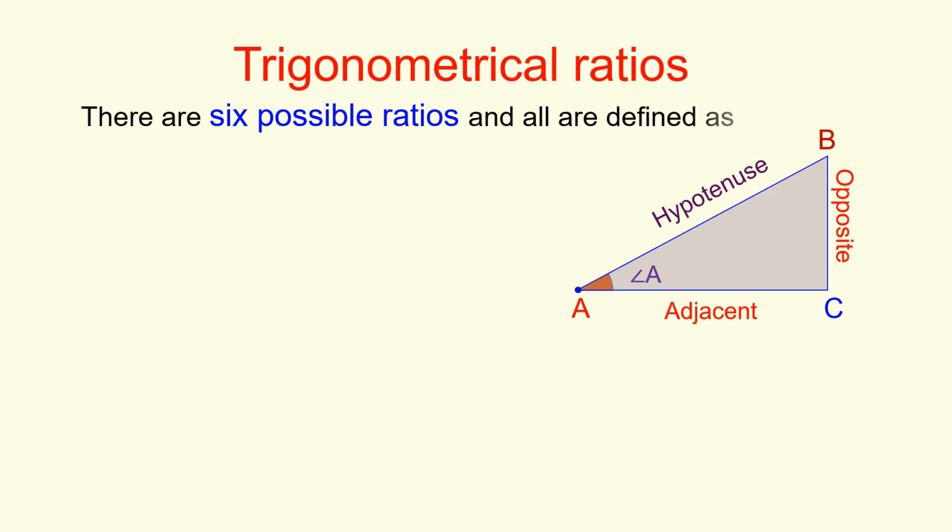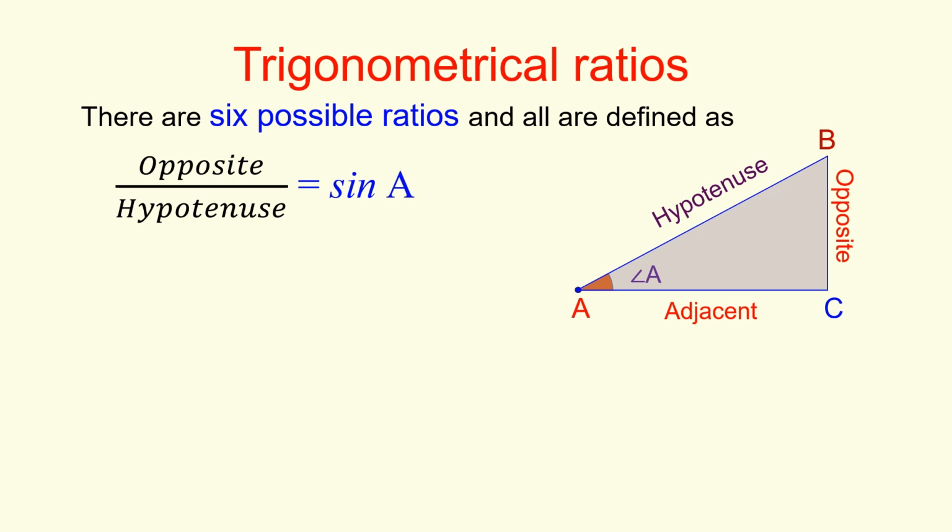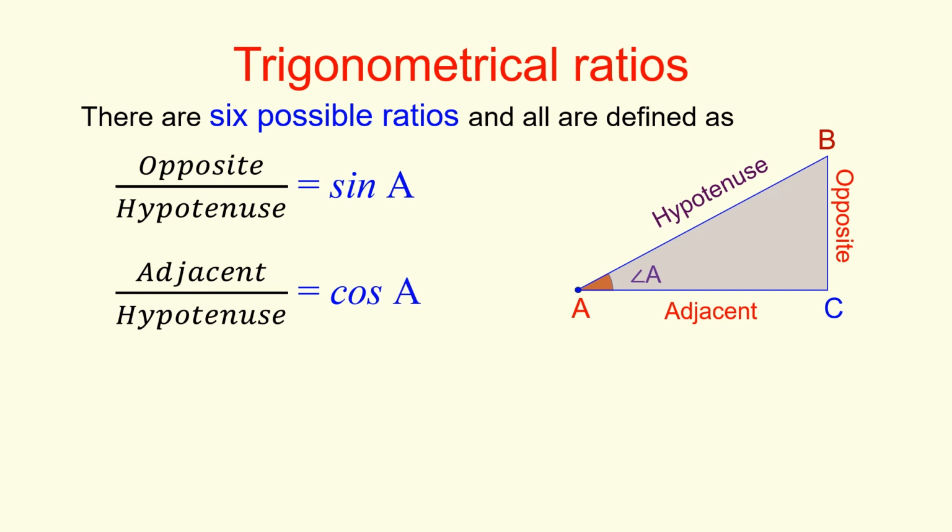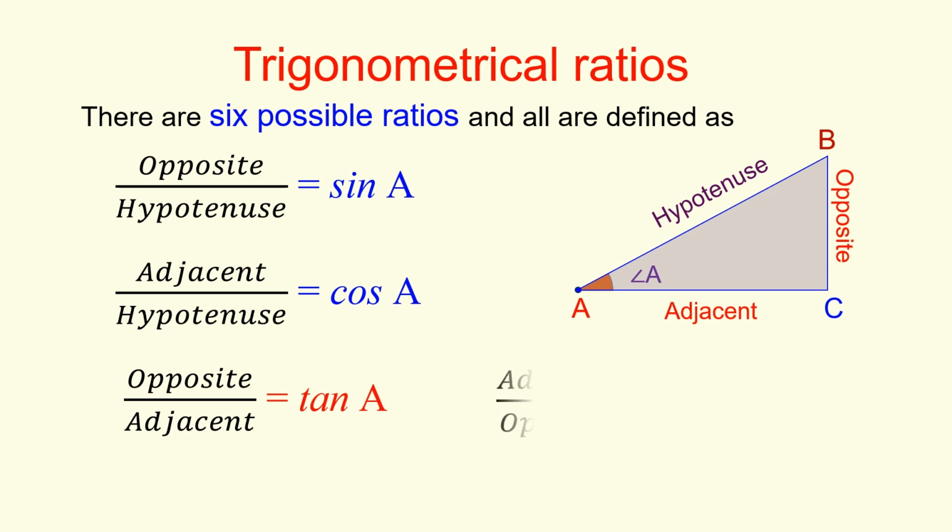Now we summarize all 6 possible ratios of the sides of the right-angled triangle. Opposite divided by hypotenuse equals sine A. Adjacent divided by hypotenuse equals cos A. Opposite divided by adjacent equals tan A. Adjacent divided by opposite equals cot A.